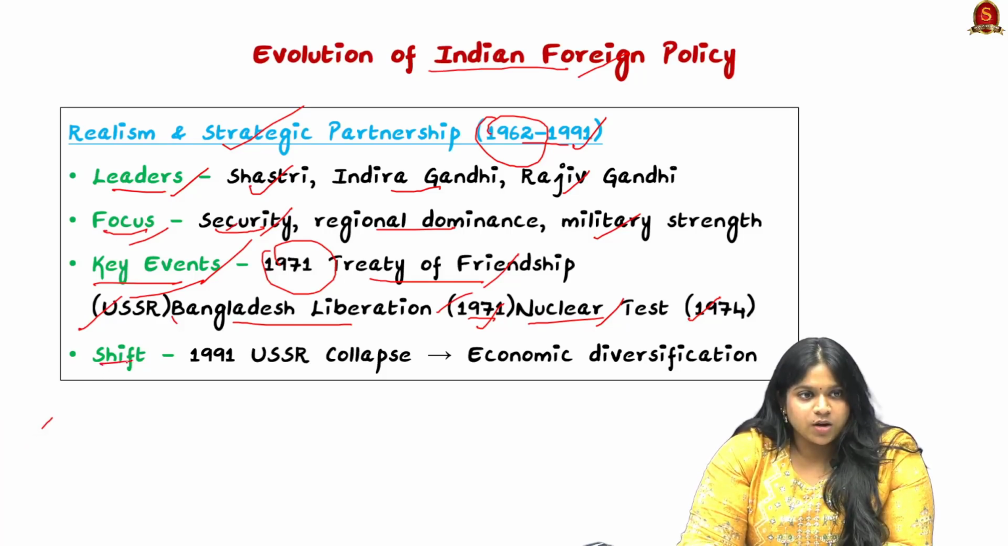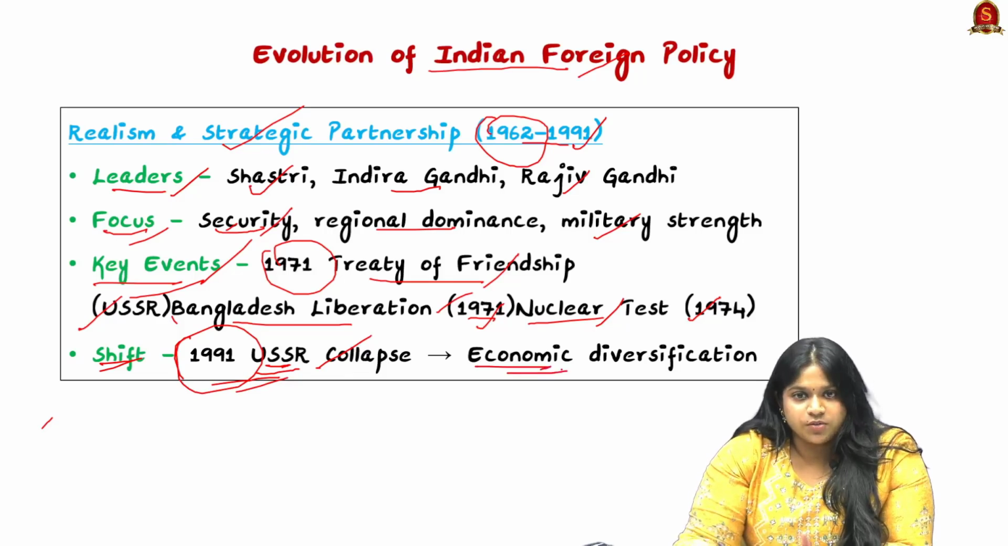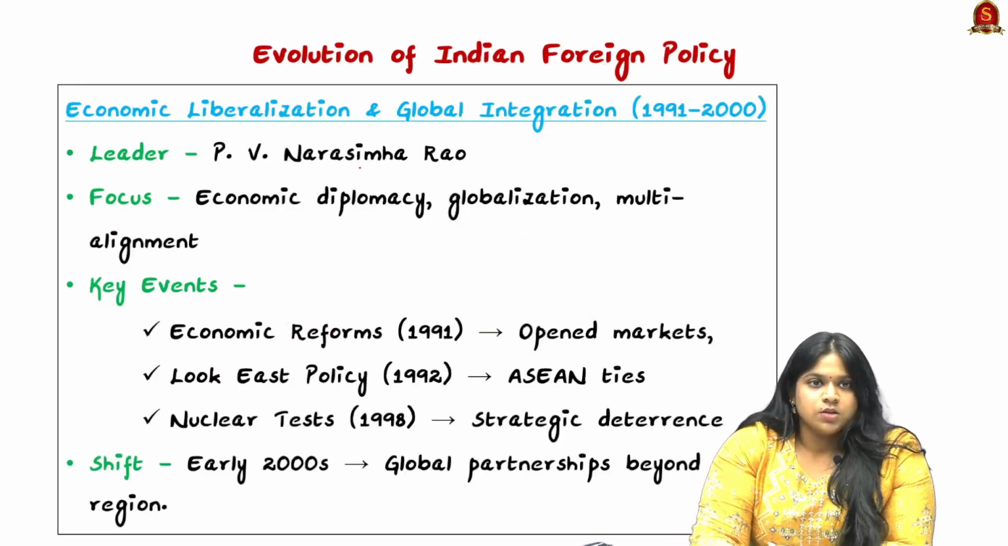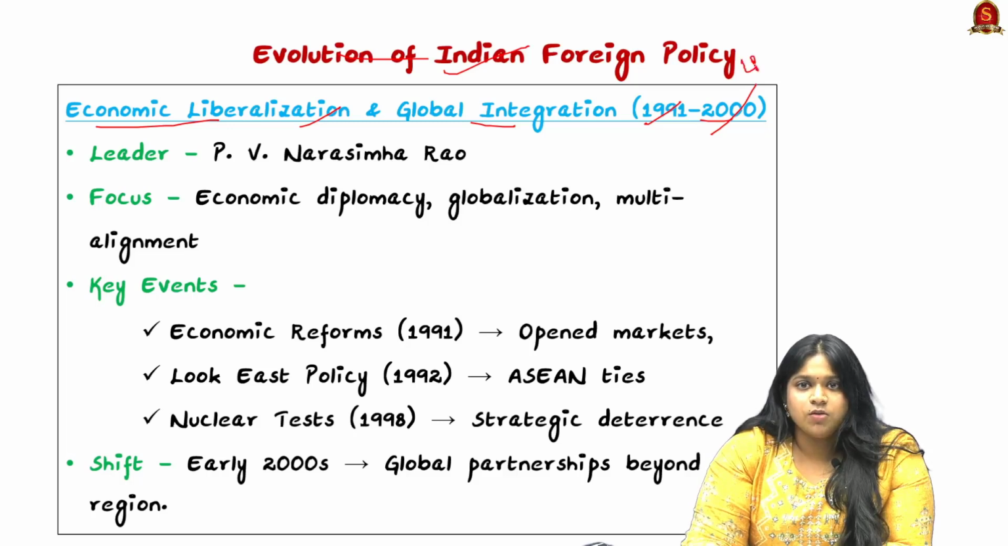After 1991, we had a major shift in our Indian foreign policy, that is during the USSR collapse in 1991. So as a country, we brought in more importance to economic shift and economic diversification, for our country to be even more stable during such a global collapse. So in the evolution of Indian foreign policy, it led to economic liberalization and global integration from 1991 to 2000, which is the period of LPG.